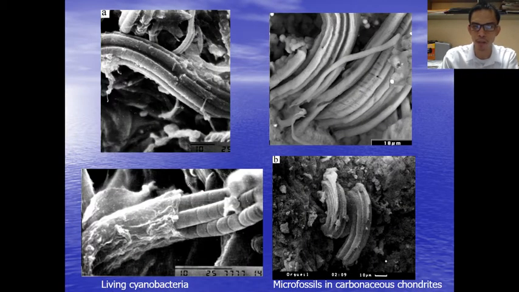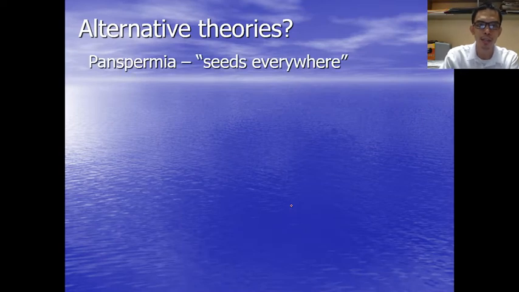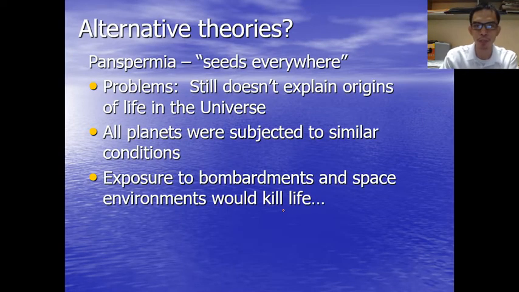Alright, so these are some bacteria that are found, or that are still living as of now, and we are comparing them with the fossilized bacteria found on that planet. So that's Mars. Next. Alright, what are the alternative theories?